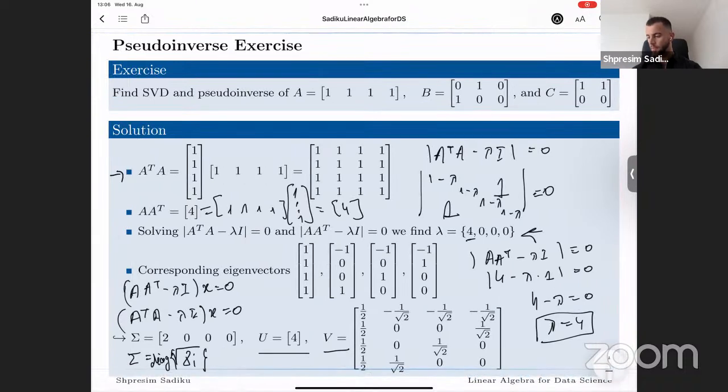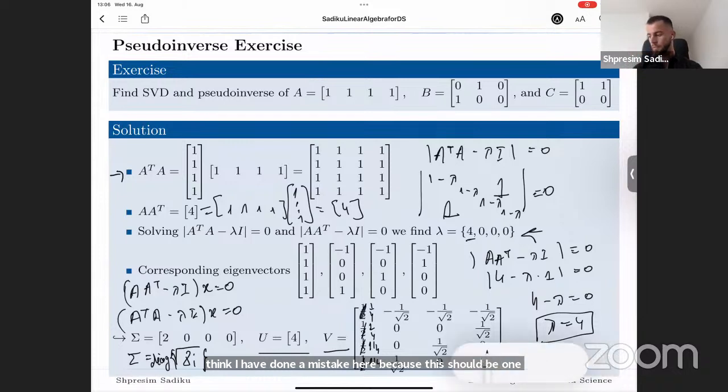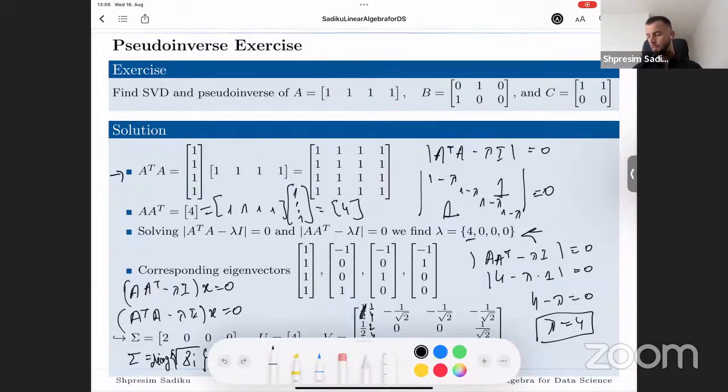But I think I have made a mistake here because this should be 1/4. Oh no, it's actually correct. Sorry. Yeah, I hope you know why it is correct.